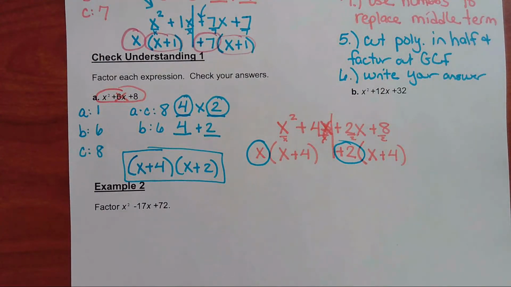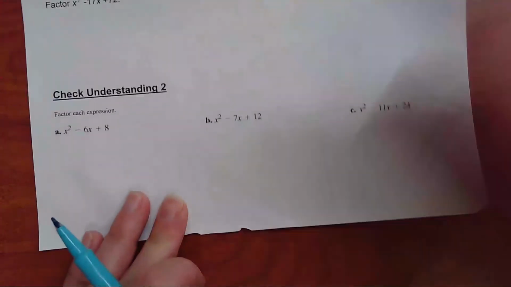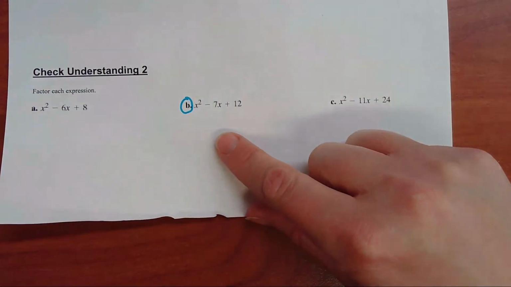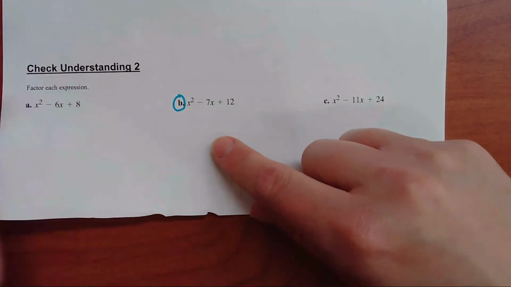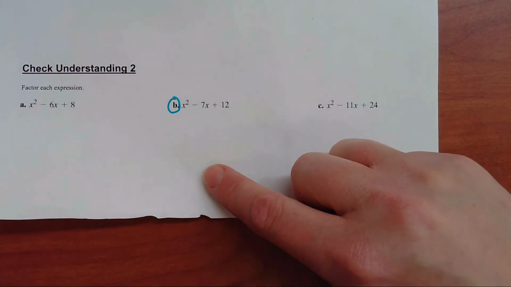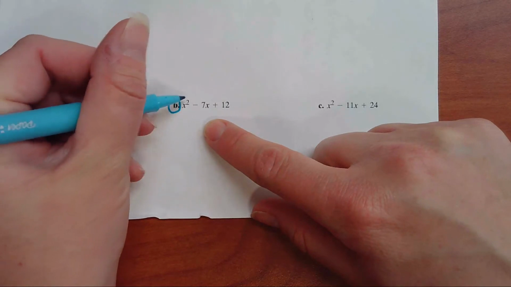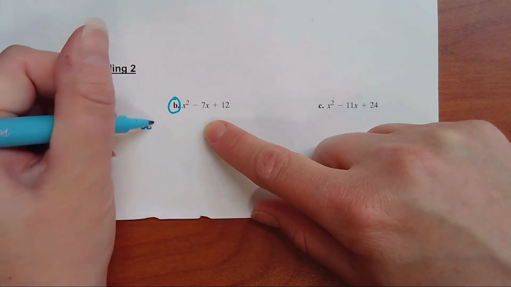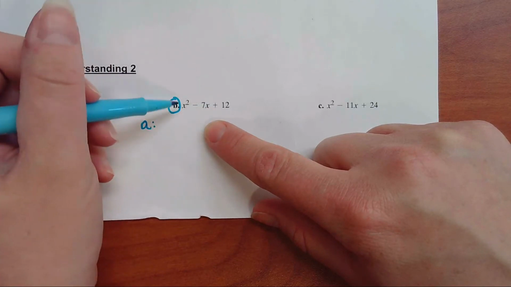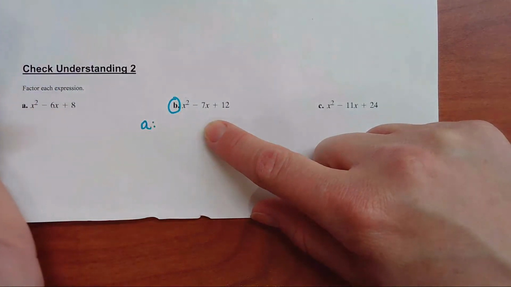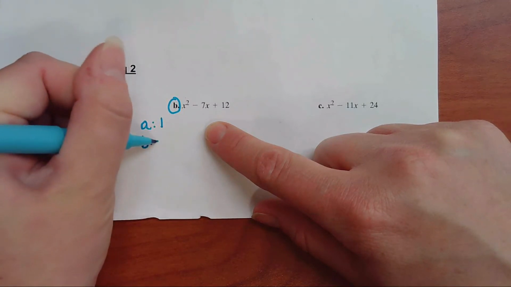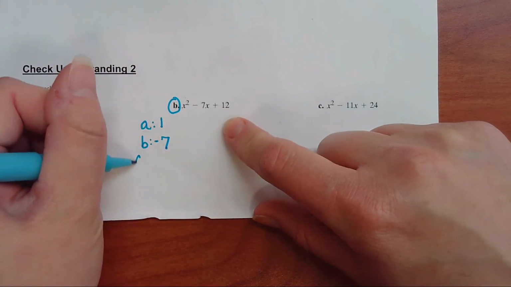Let's take a look at one with a negative number. Don't worry, don't freak out. With negatives you just have to be a little more careful. So we have x squared minus 7x plus 12. Because you don't have a GCF other than 1, list out your ABC. A is 1, B is negative 7, C is 12.